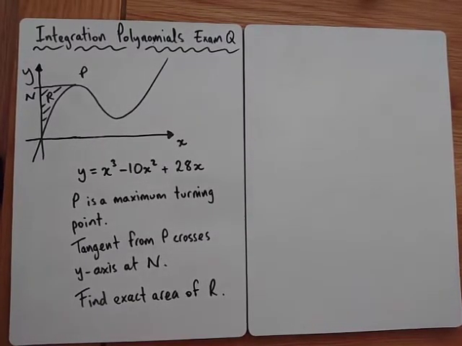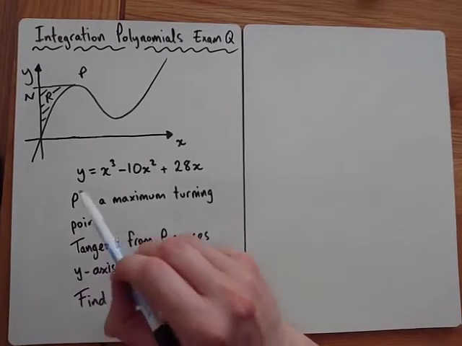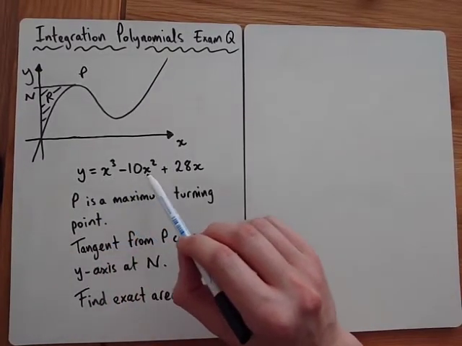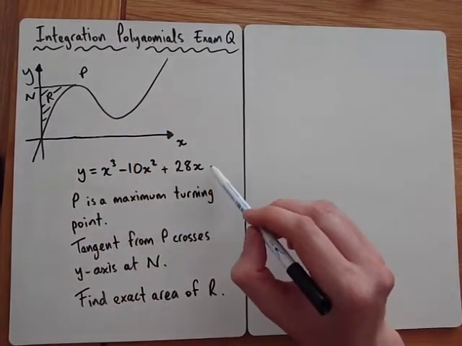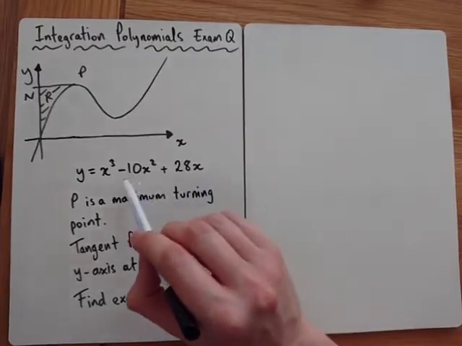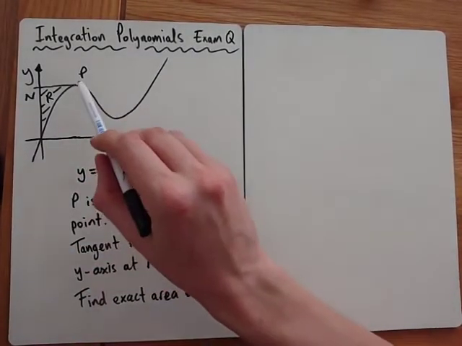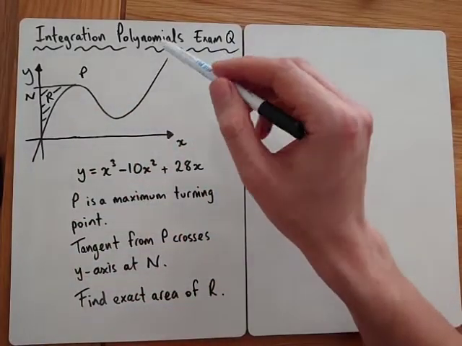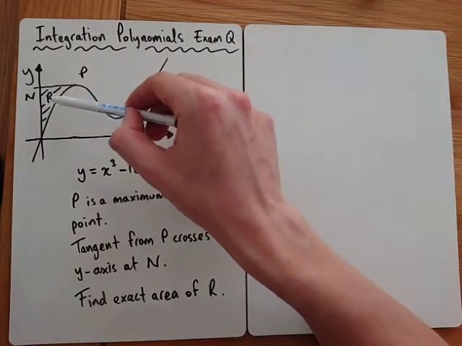Let's look at two exam questions as a recap of the first year integration content. In this first question, we've got a cubic, y equals x cubed minus 10x squared plus 28x. Because it doesn't have a constant at the end, if we took x out as a factor, we'd have a root where x equals 0. We've got a maximum point, a minimum point, and a positive cubic shape. The question basically boils down to finding the area of this region here.